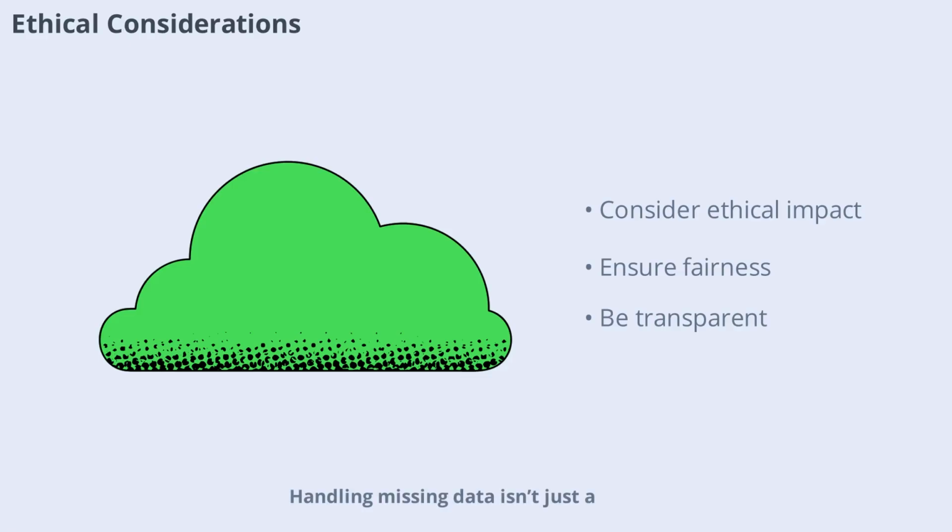Handling missing data isn't just a technical issue, it also has ethical implications. Imputation choices can affect the fairness and validity of your analysis, especially in sensitive areas like healthcare or social research. Always consider the ethical impact of your decisions and strive for transparency and fairness in your approach.